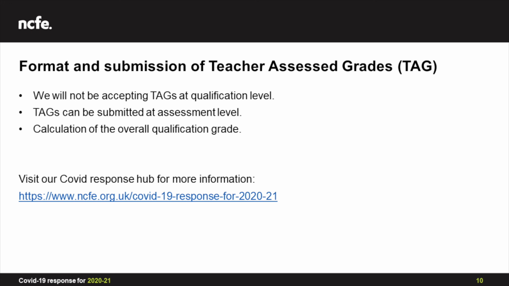We have reviewed our portfolio of qualifications against the criteria which Ofqual has set out and produced a list of qualifications that will and will not be awarded through a teacher assessed grade. They can be checked by using our qualification checker tool at https://www.ncfe.org.uk/COVID-19 response for 2021.